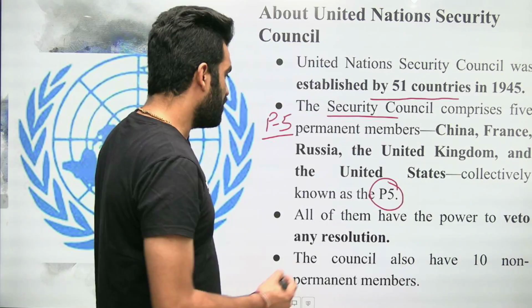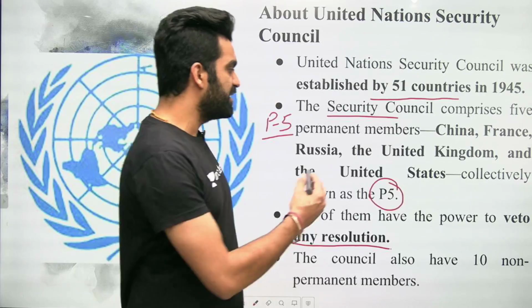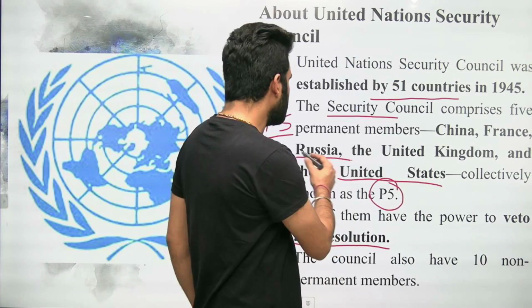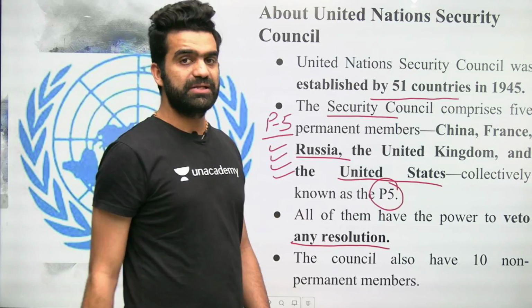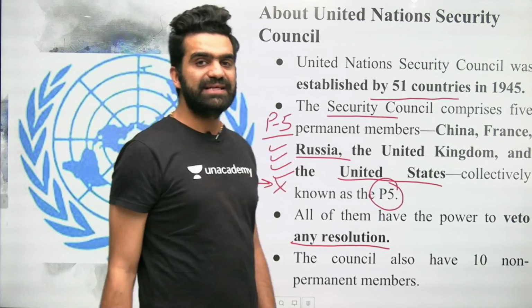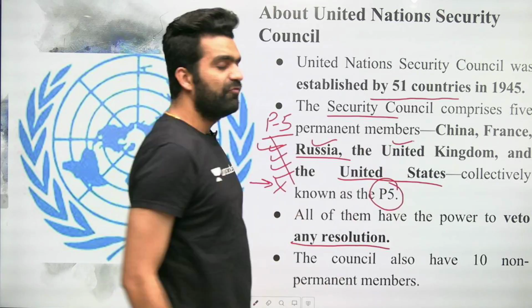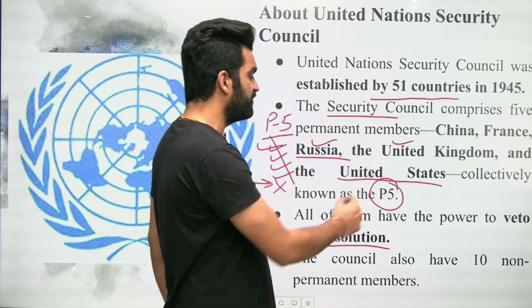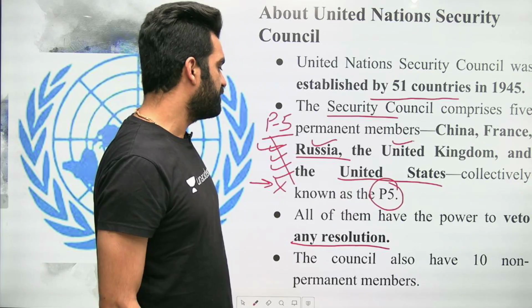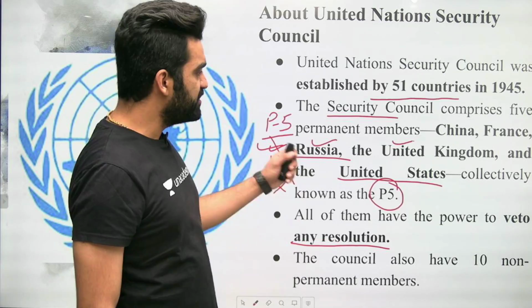Now all of them have the power to veto any resolution. Veto means if a proposal is brought about by any of these countries, say by USA or by Russia, and all the 4 members, Russia, USA, UK and France, are in favor of the proposal, but China says no to it, China is exercising the veto. That means the assent of all these 4 countries would have a value of zero if any one of the permanent 5 members says no to any resolution or proposal brought before the United Nations Security Council. This veto power today is being misused by countries like China and USA to some extent.